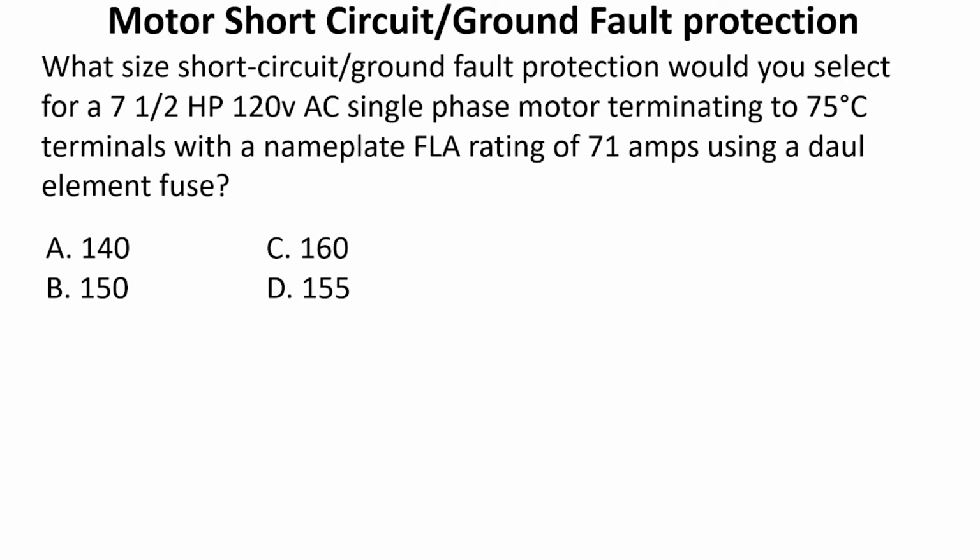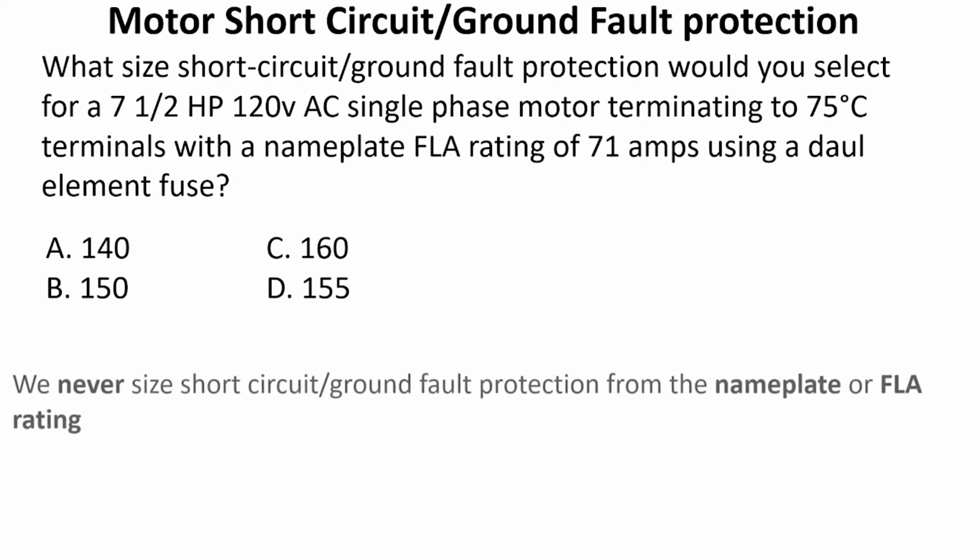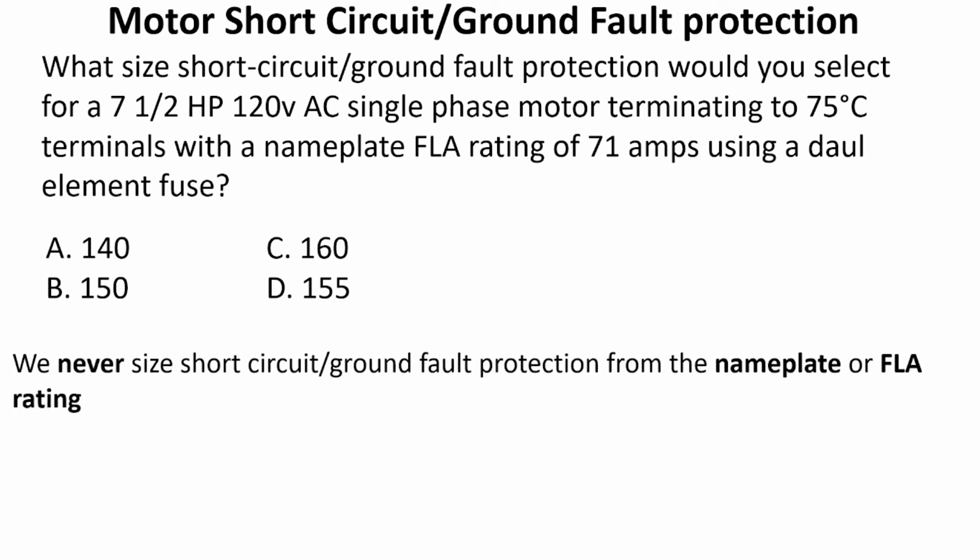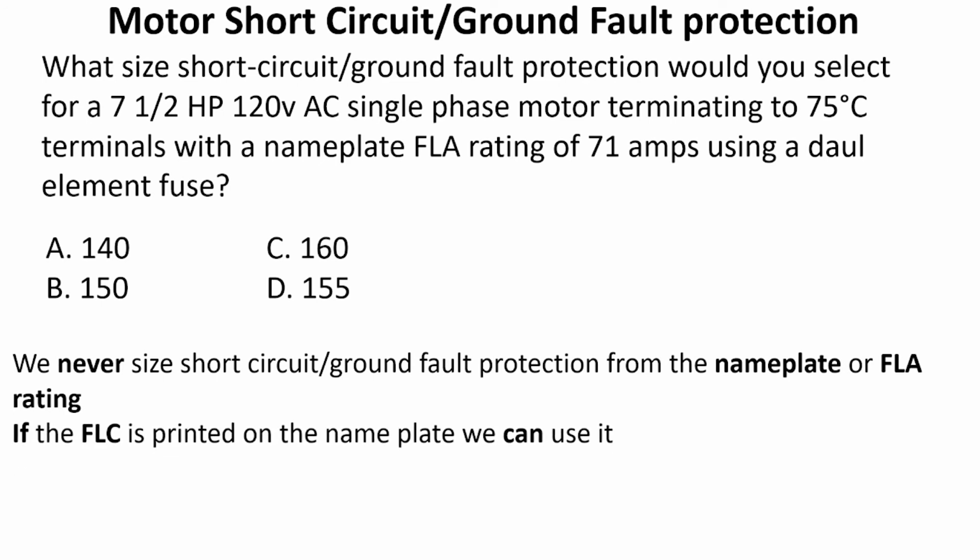What size short circuit ground fault protection would you select for a 7.5 horsepower, 120 volt AC single phase motor terminating to 75 degrees C terminals with an FLA rating of 71 amps using a dual element fuse? So we never size normal short circuit ground fault protection from the nameplate or the FLA. They're throwing that in to trick you into this question. If the FLC is printed on the nameplate, you can use it. You may have a graphic in your test that shows FLC, FLA on the nameplate. That's perfectly fine. As long as you're using the FLC, that's okay.